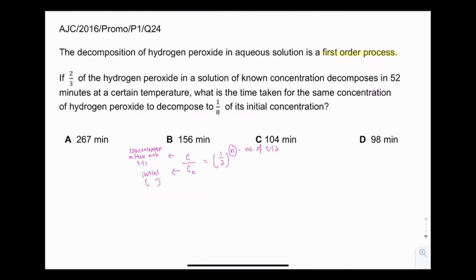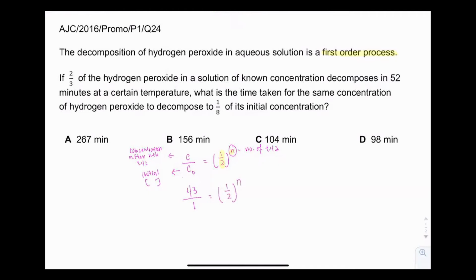This is only applicable to first order processes, because only for first order processes do I have constant half-lives. Therefore, this half power n is applicable. So let's sub in the information given. If 2/3 of hydrogen peroxide decomposes in 52 minutes, that means I will have 1/3 left after the reaction, correct? So 1/3 over initial, let's take 1 as the initial amount, equals half power n.